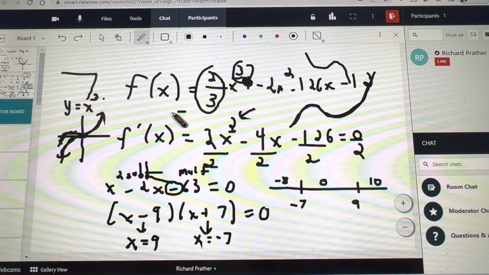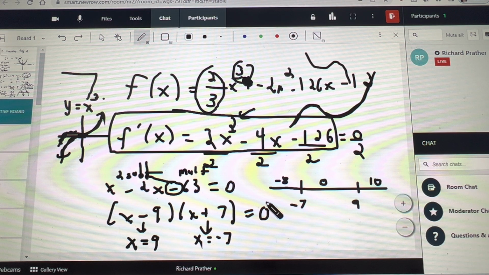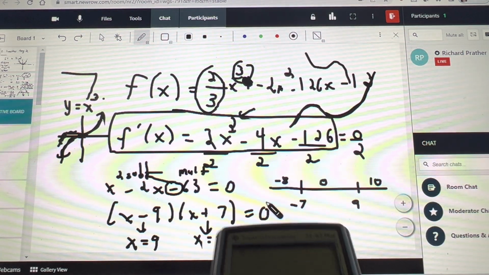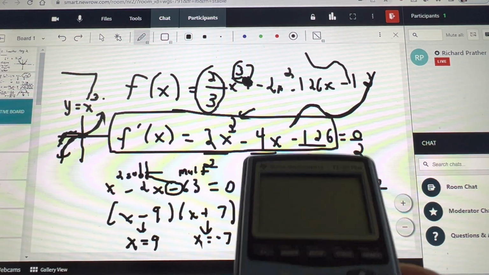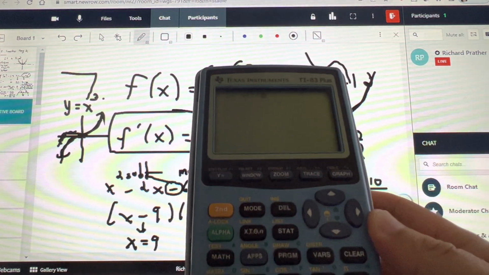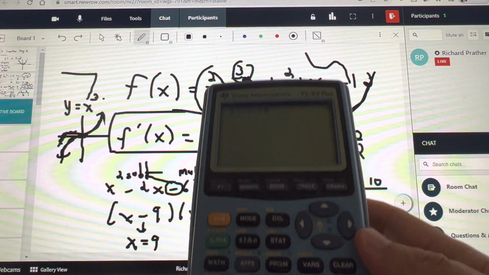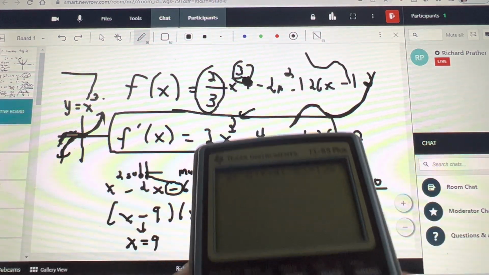And here's where, if you have a graphing calculator, you can speed things up. Here's my original derivative function, although it turns out you can plug it into the reduced one too. But in a graphing calculator, I want to type 2x squared minus 4x minus 126, and first I'm going to plug in negative 8. So 2 parenthesis negative 8 parenthesis squared. I'll show it to you closer after I do it all. Minus 4 parenthesis negative 8 minus 126.